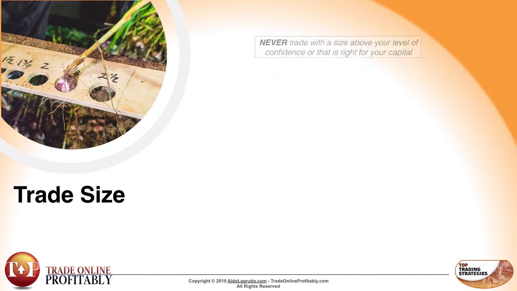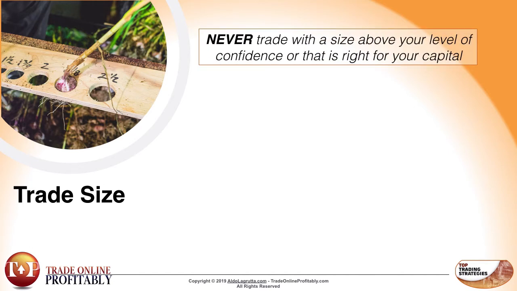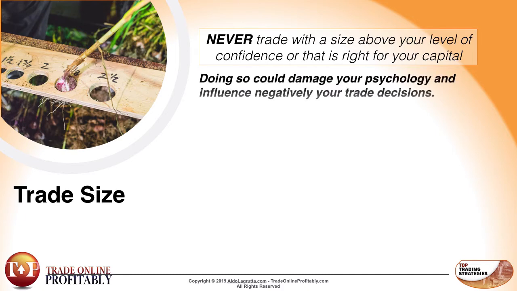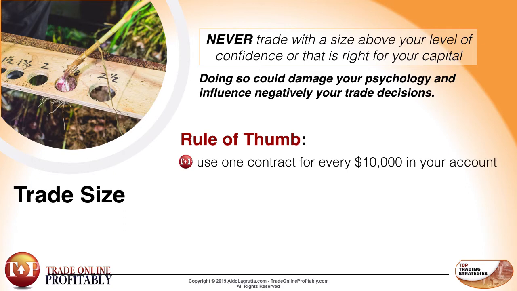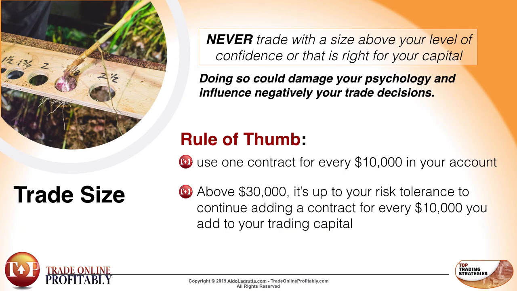However, do not trade with a size above your level of confidence or one that is right for your capital. Doing so could damage your psychology and influence negatively your trading decisions. Our money management basic rule is this: use 1 contract for every $10,000 in your account. That means that if you only have a $10,000 account, no matter how reliable the DFTS is, you must trade 1 contract until you reach $20,000. At that point, you may use 2 contracts until you reach $30,000. And above $30,000, it's really up to your risk tolerance to continue adding a contract for every $10,000 you add to your trading capital.